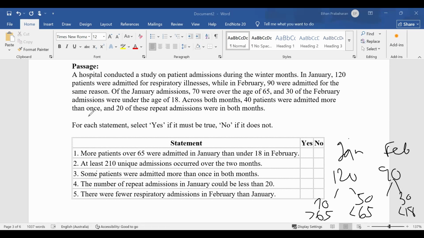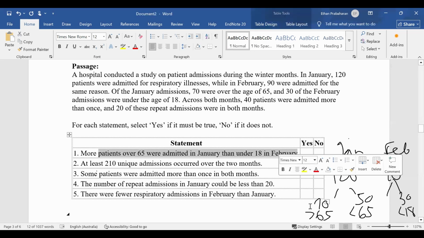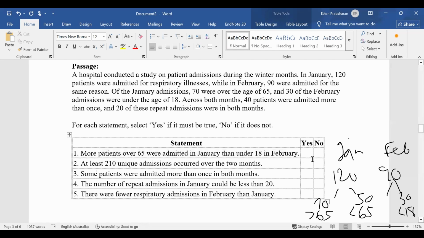Okay. 40 were admitted more than once. 20 of these were repeat admissions in both months. Okay, that won't be hard to put in a diagram. I just have to memorize that. More patients over 65 were admitted in January, so that was 70, than under 18 in February, which was 30. That's yes. At least 210 unique admissions occurred. That's no, because there are repeat admissions, some patients admitted more than once in both months. The number of repeat admissions could be less than 20.